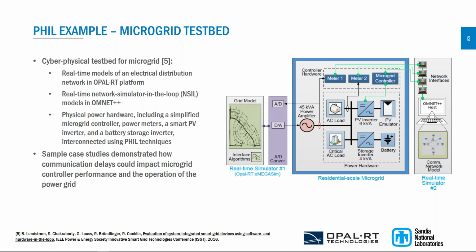This work was done to see how communication latencies, delays, and communication events can impact not only the operation of the microgrid, which you can see here, but also, when these microgrids are connected to the grid, how network latencies will impact not just the microgrid operation, but the operation of the whole power grid. You can find more details in the papers I mentioned in my slides.